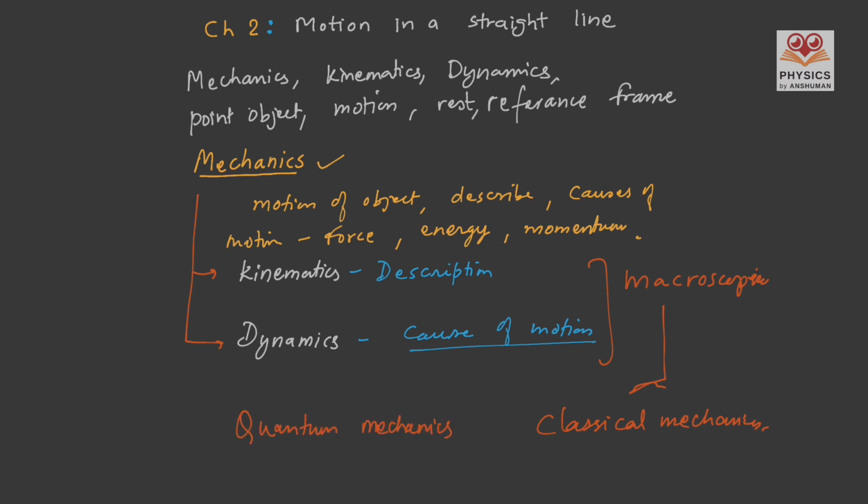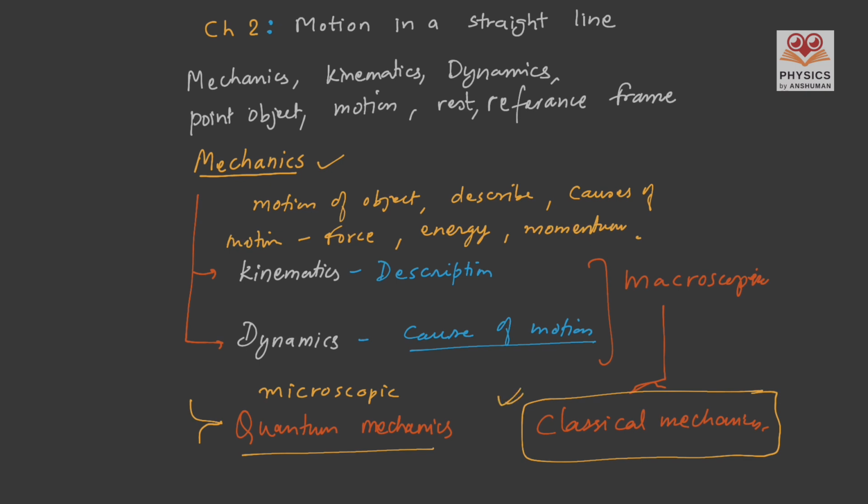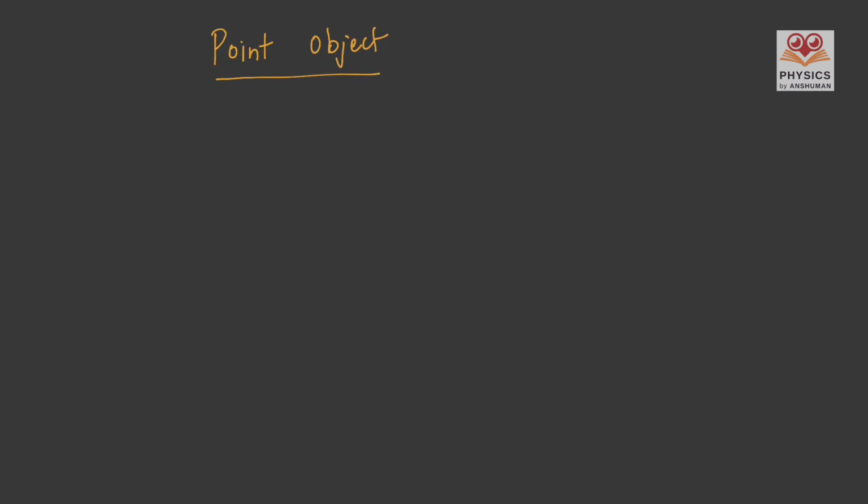Quantum mechanics is the study of motion as well, but here the object is very small in size. So in quantum mechanics, we study the motion of microscopic objects such as atoms or electrons. We call them subatomic particles. So if we study the motion of very small particles, it comes under quantum mechanics. And if the size of the object is big, observable with your naked eyes, then we call it classical mechanics.